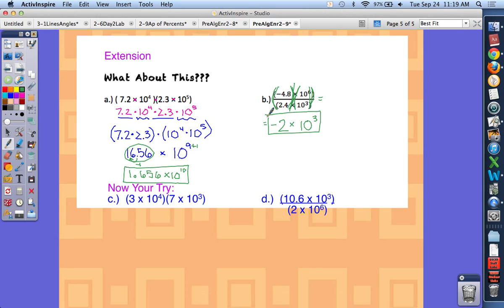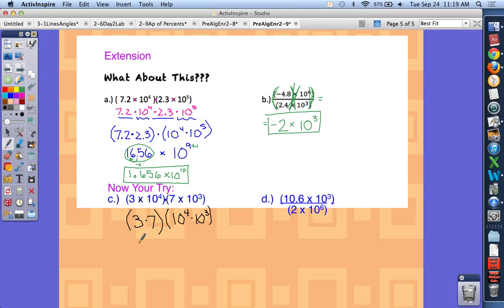So pause if you want, try C and D, see if you've got the whole hang of it, and then you can press play, or you can just follow along with me. Again, this is only an extension. So again, with the commutative and associative property, we can move these terms and regroup them how we want them. So I'm going to do 3 times 7 first, and then I'm going to do 10 to the 4th times 10 cubed second, because I like it that way.